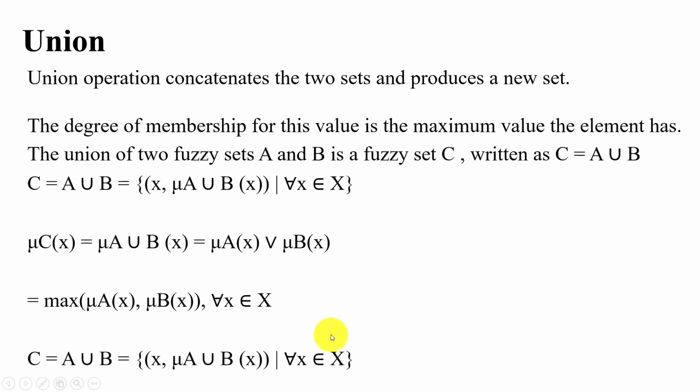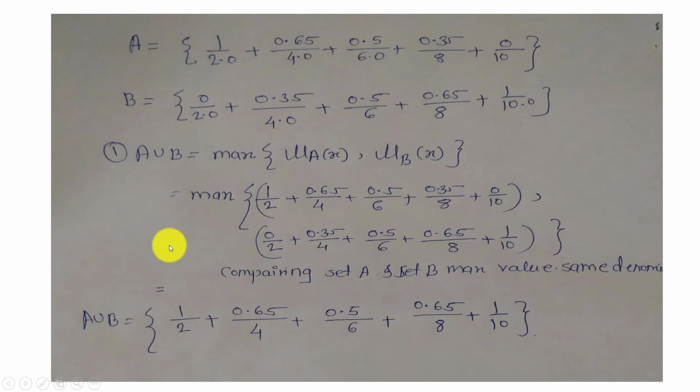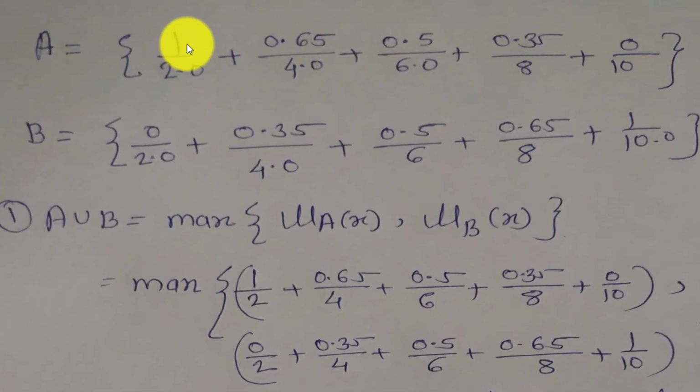Now let's understand the union operation with one example. Here you can see two sets, that is set A and set B. Now set A includes these membership values or fuzzy elements: 1, 0.65, 0.5, 0.35, 0. These are called the fuzzy elements.